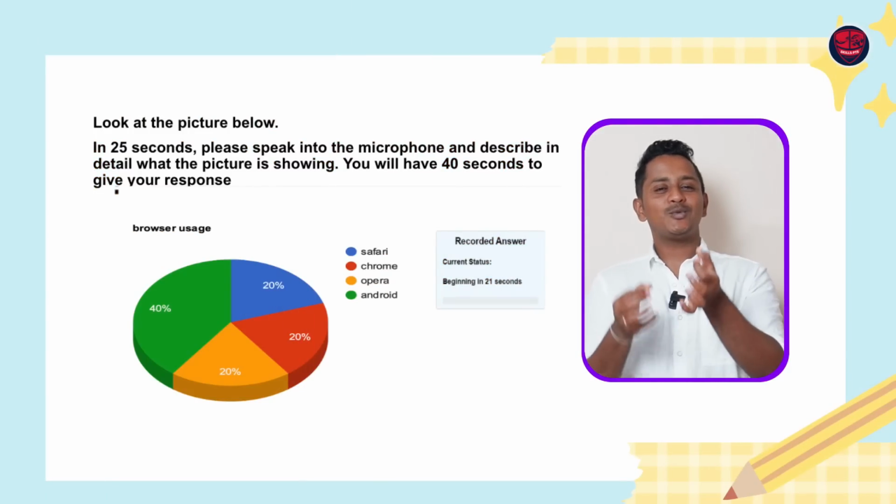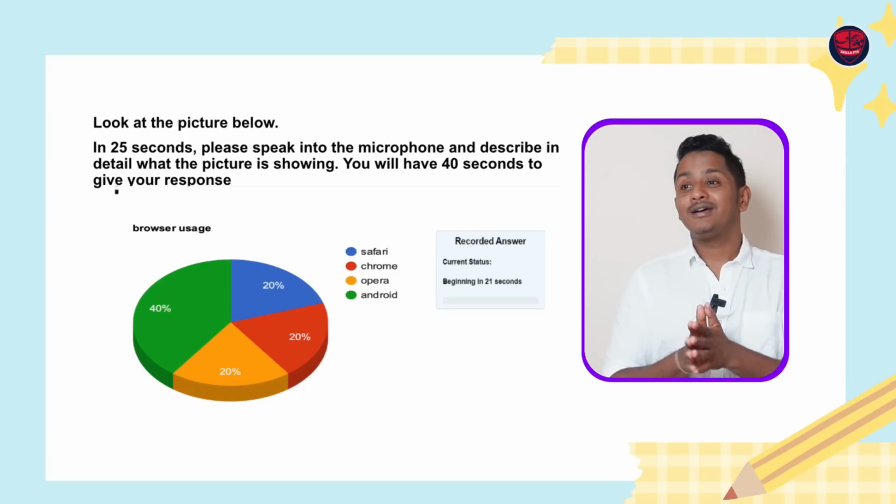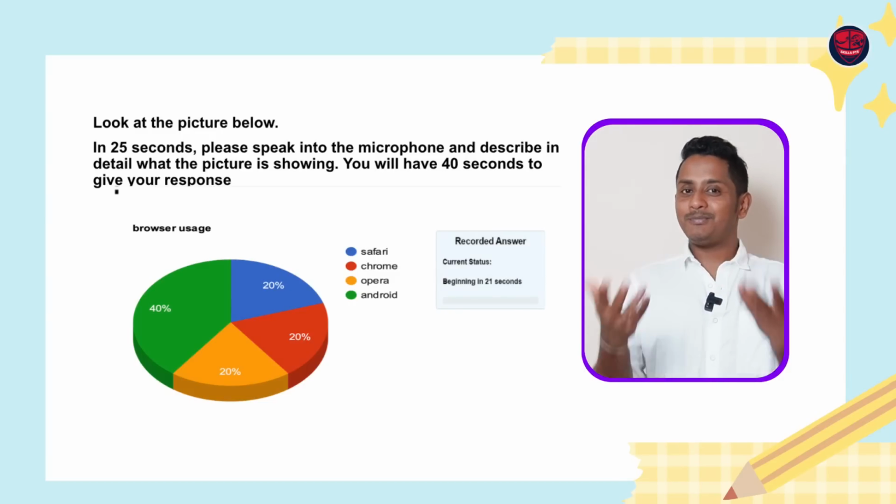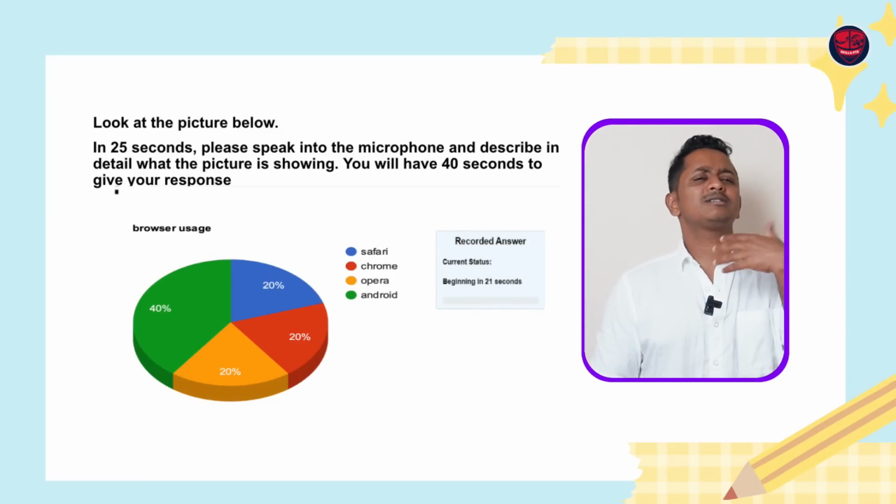Let's straight away get right into how to activate the autopilot mode in the PTE describe image. First thing first, when we talk about PTE describe image, there will be a picture. You will get 25 seconds to prepare, and then the next 40 seconds you have to speak something about the picture. You need to describe an image.